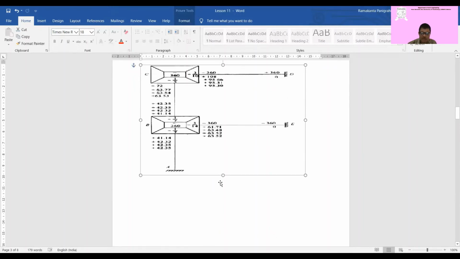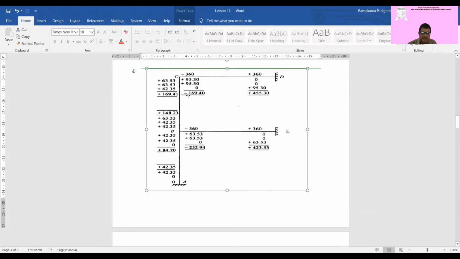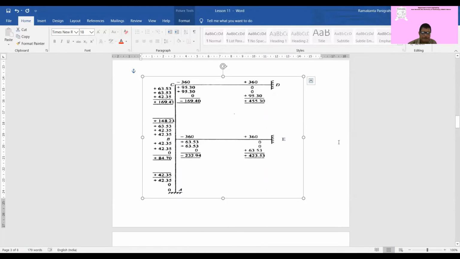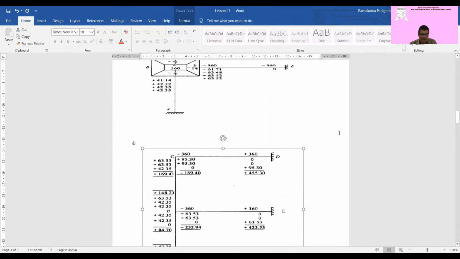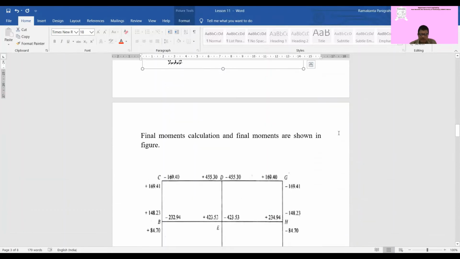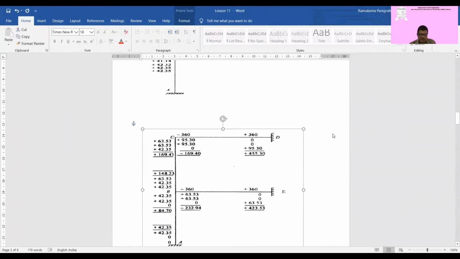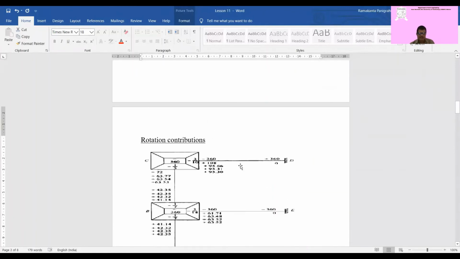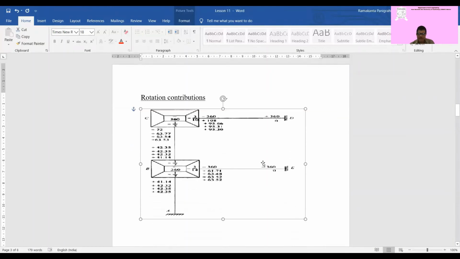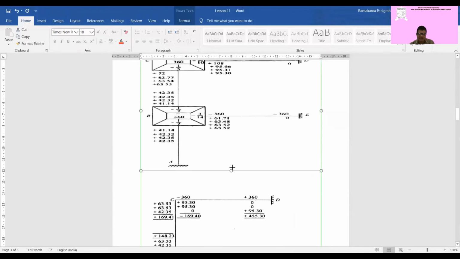There are two tables being done, so you can choose either one. Let us discuss this problem. The values come to minus 63.53, then minus 63. Now this is the rotation contributions to be calculated for each joint. Once you find these values, then we can proceed.